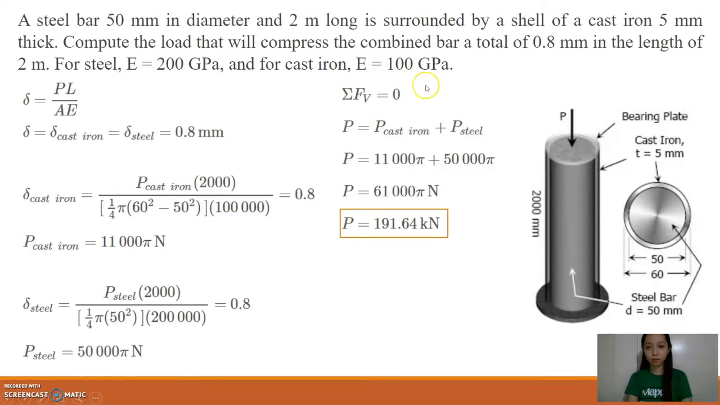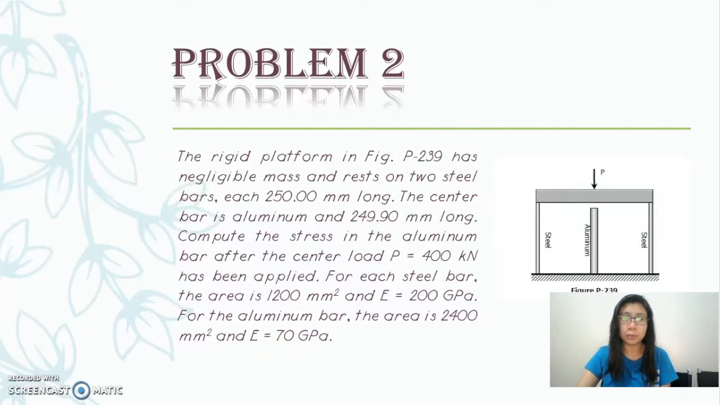Getting the summation of the vertical forces, total load is equal to the load of cast iron plus the load of steel. That is 11,000 pi plus 50,000 pi. The total load is 61,000 pi newtons. Converting it to kilonewtons, the total load is 191.64 kilonewtons.